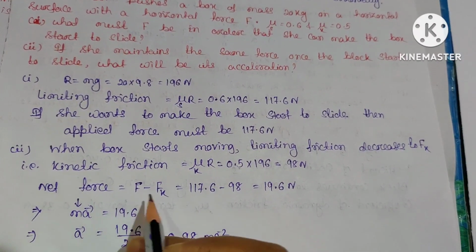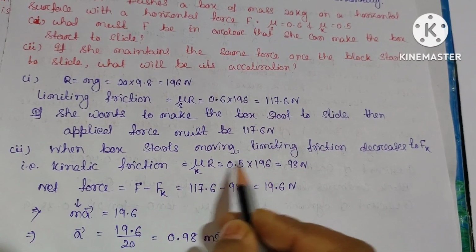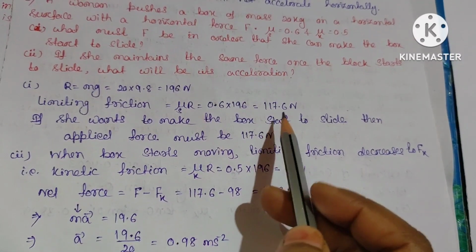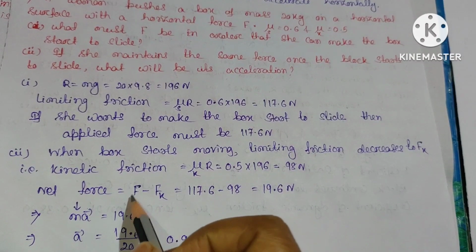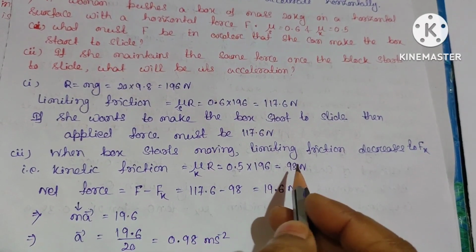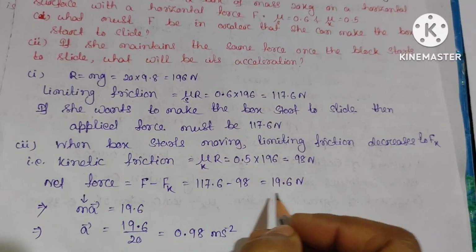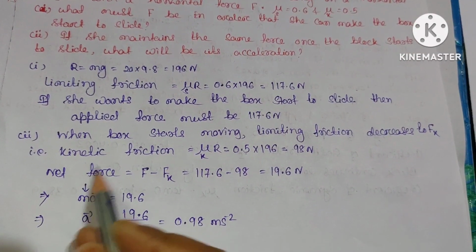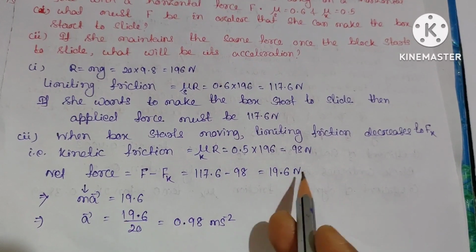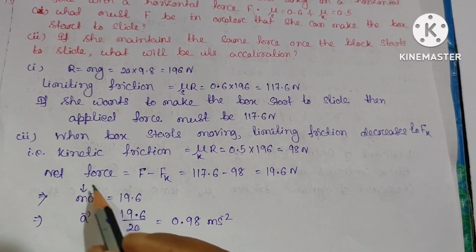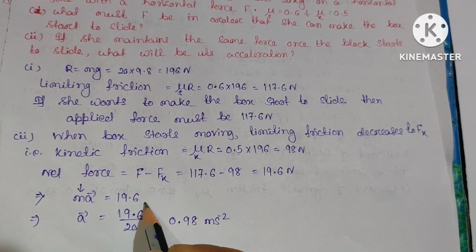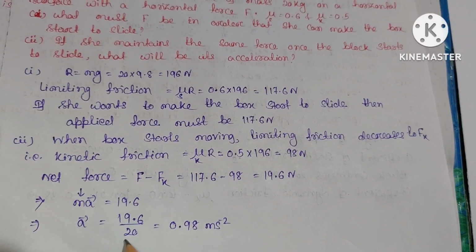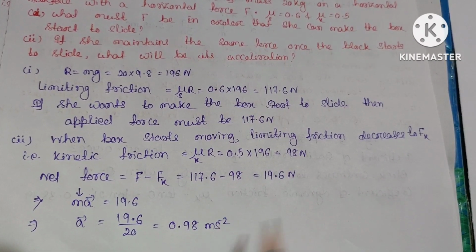So the net force is the applied force F minus the kinetic friction Fk. This F is 117.6 Newton, the limiting friction, minus the kinetic friction 98, so that will be 19.6 Newton. Here the net force is mass into acceleration, which is equal to 19.6 Newton. So acceleration will be 19.6 divided by the mass 20 kg, that will be 0.98 meter per second square.